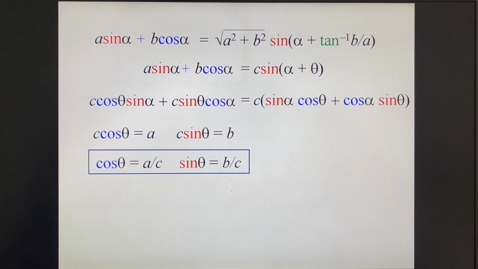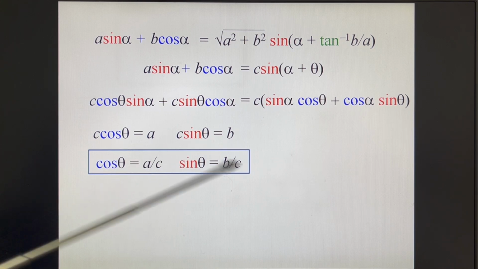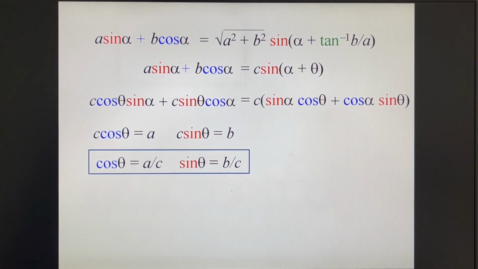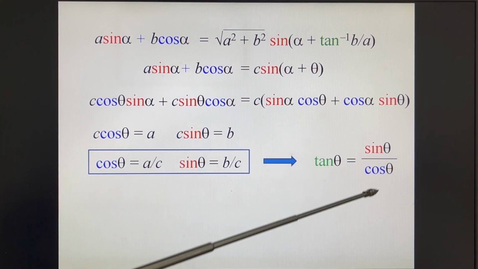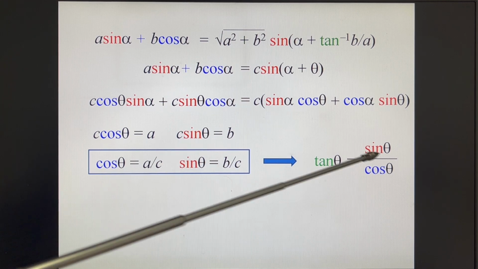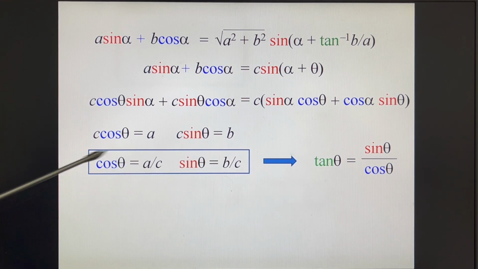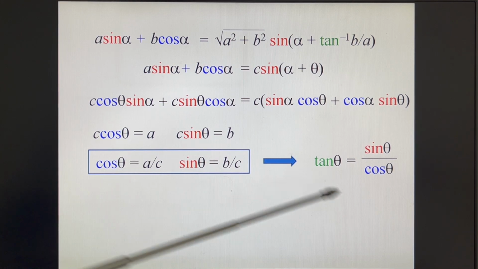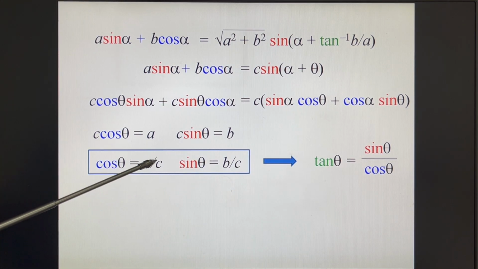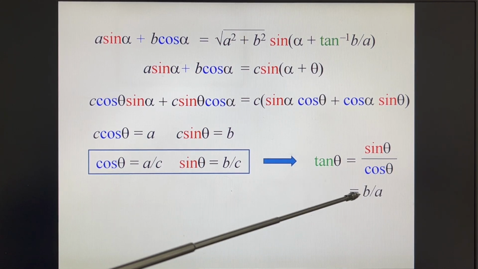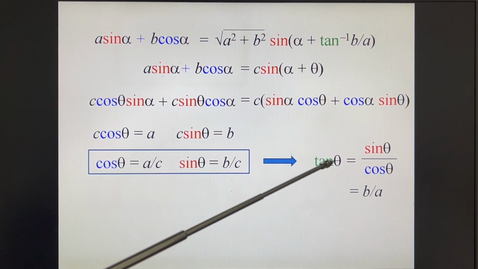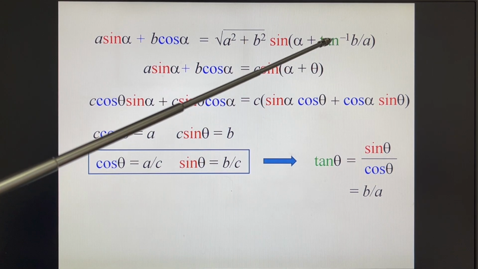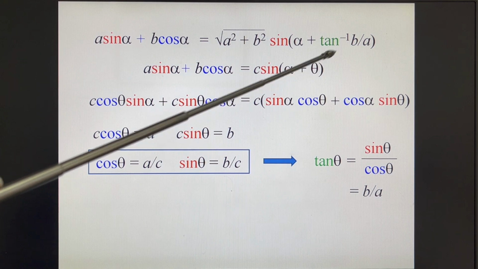We look at these two equations. Two unknowns, theta and C. We can easily find theta and C. How? First, I take tangent theta. Tangent theta equal to sine theta over cosine theta. Sine theta equals B over C, cosine theta equals A over C. We put inside, we can cancel out the C. We get tangent theta equal to B over A. So theta is arctangent B over A.